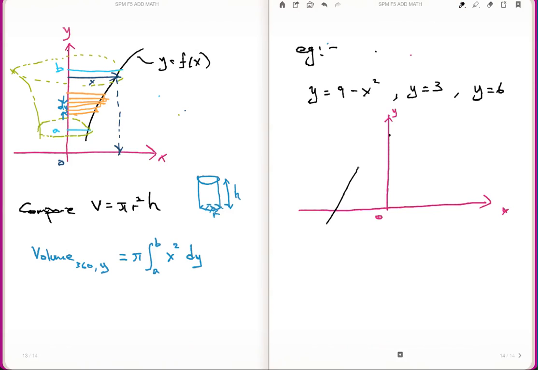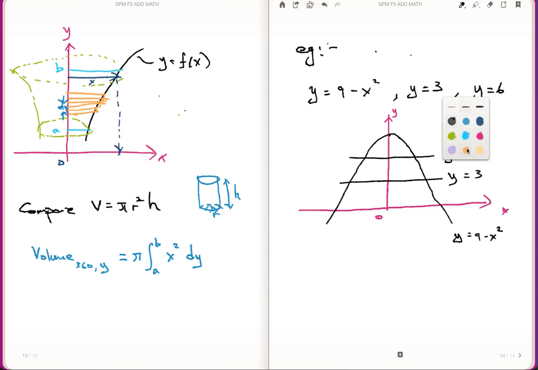You were given an equation that looks like this. A curve that looks like this, and this is where y equals 3, and this is y equals 6. This is y equals 9 minus x squared. It's given in the question. So what's the volume? Volume covers here.